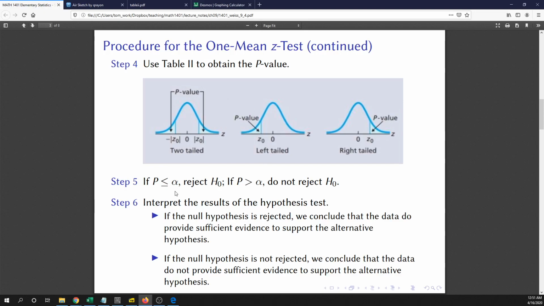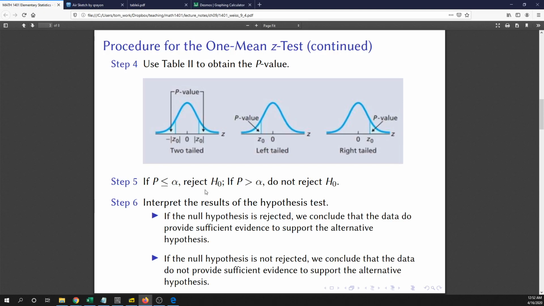And step 5, you're going to make the decision about whether or not to reject the null hypothesis. If your p-value is less than or equal to the significance level alpha, then you're going to reject the null hypothesis. If your p-value is greater than the significance level alpha, then do not reject the null hypothesis. All right, and then you are going to interpret the results of your hypothesis test.